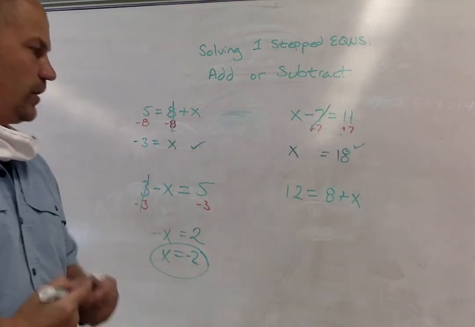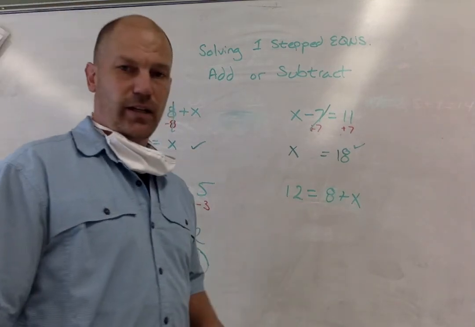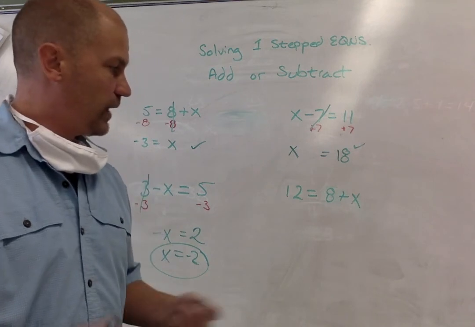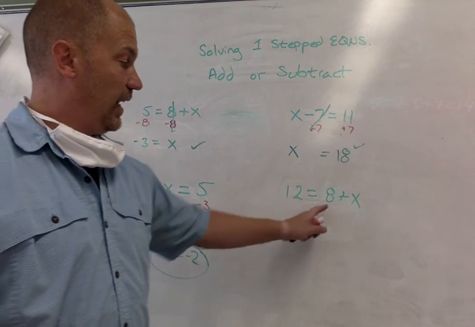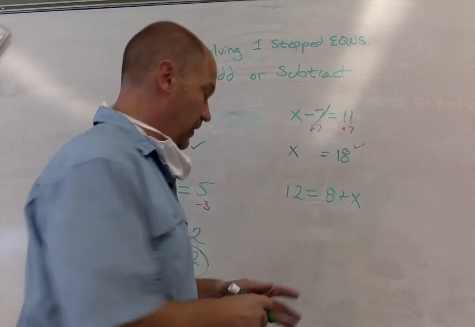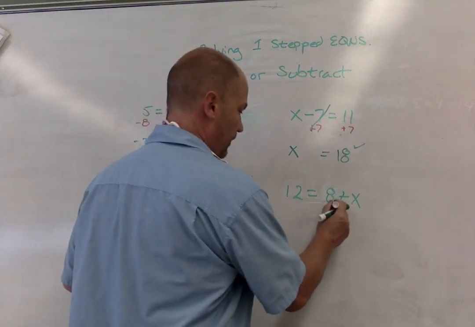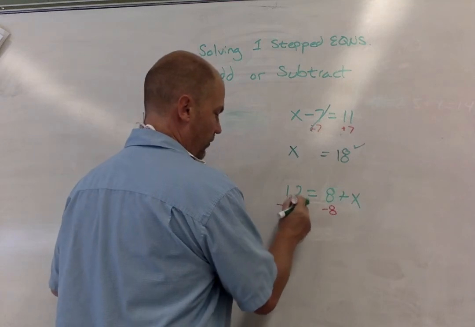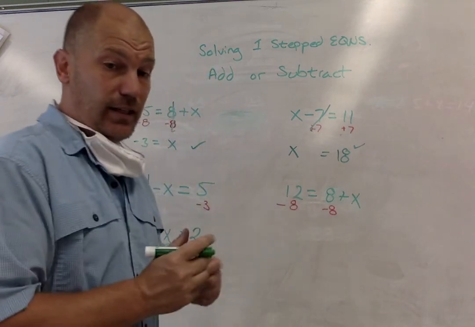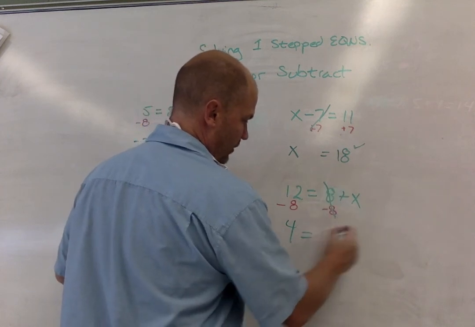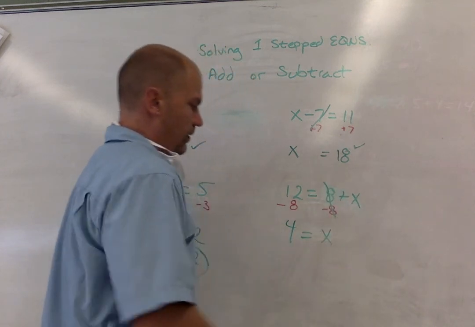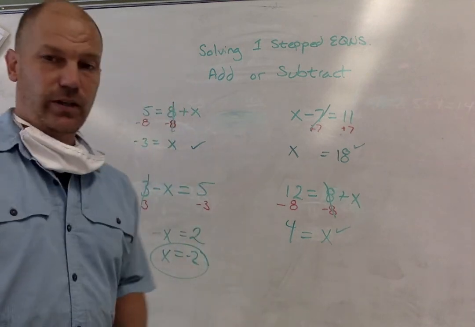Good. All right. Over here, 12 is 8 plus x. What's happening to the x? 8 is being added to it. So how do we undo that? We subtract 8. If we do it from the left, we also do it from the right. 12 minus 8 is 4. The 8's cancel out. x is just by itself. 4 equals x. There we go.